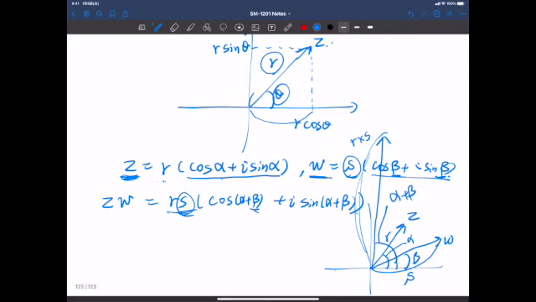So multiplication by a complex number magnifies, or in case the modulus is less than 1, it will shrink the original complex number. But so magnification or shrinkage accompanied with rotation. So that's the effect of multiplication by a complex number.